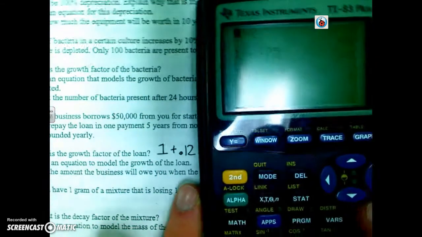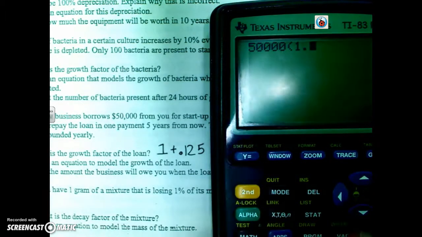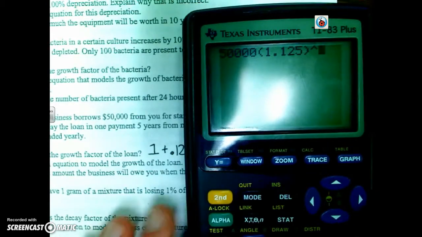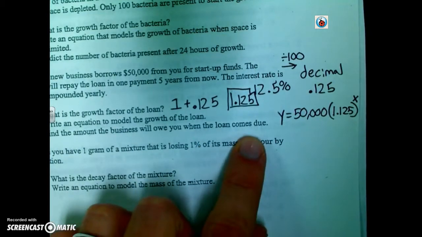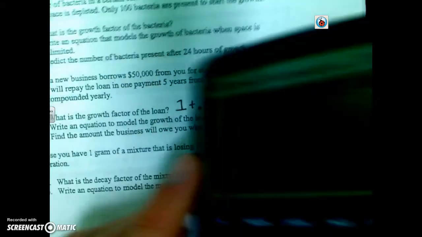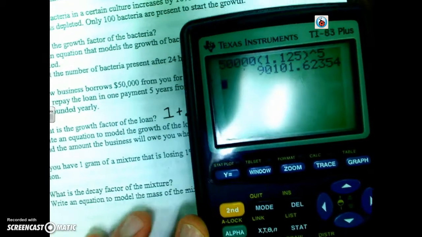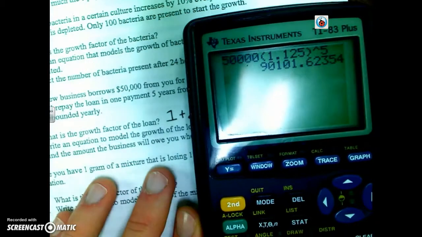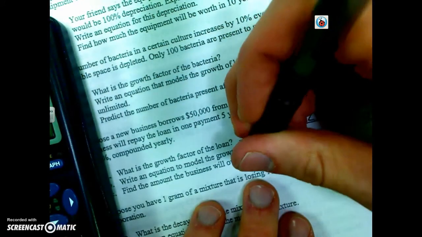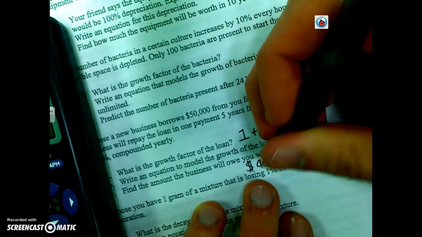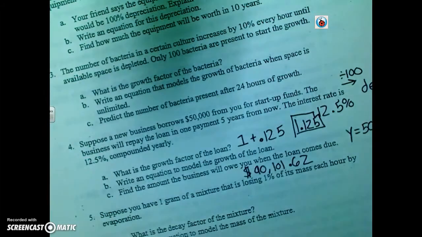We'll take our calculator, we just have to type it in. We have our b value of 1.125, and we'll raise it to our exponent here. Since it's asking us to find the amount from 5 years, that's going to be our exponent. So we push our up arrow, and we push our 5, and this is going to be the amount that we owe them after 5 years. You can see that's a lot more than we initially borrowed.